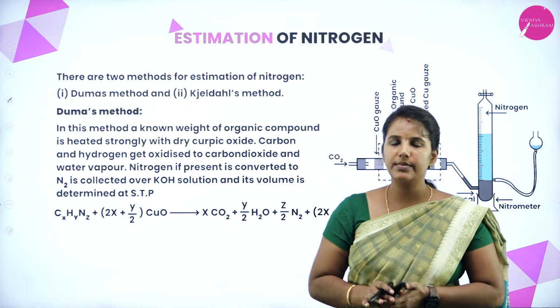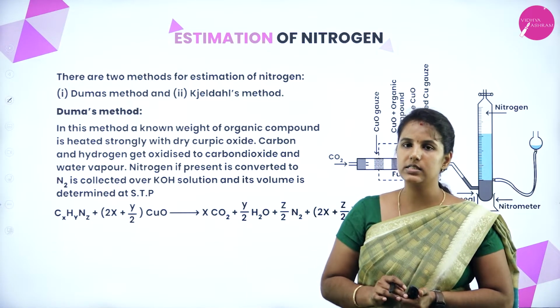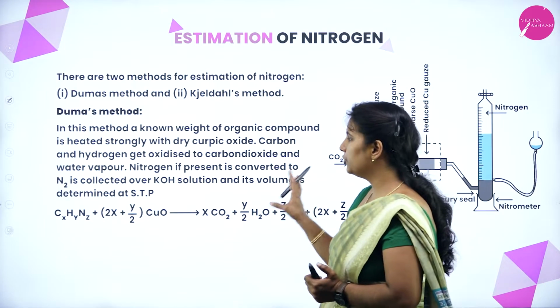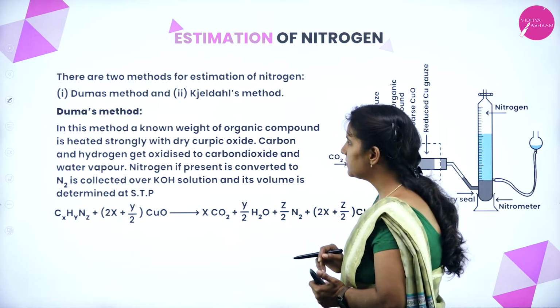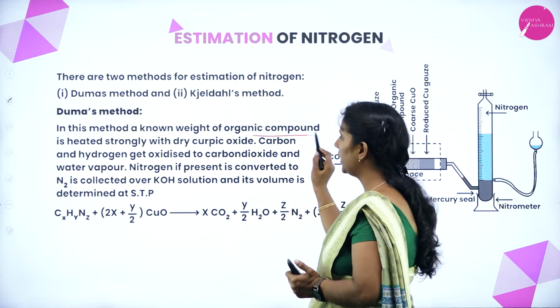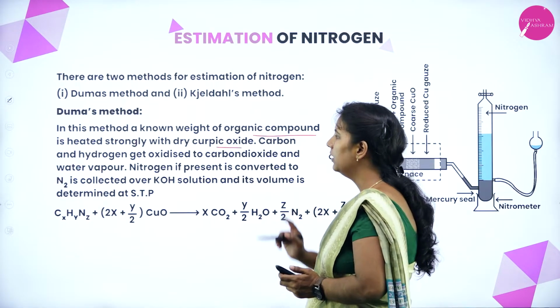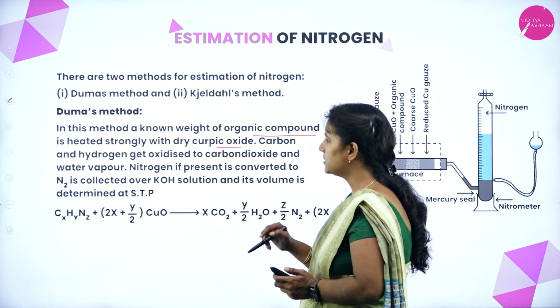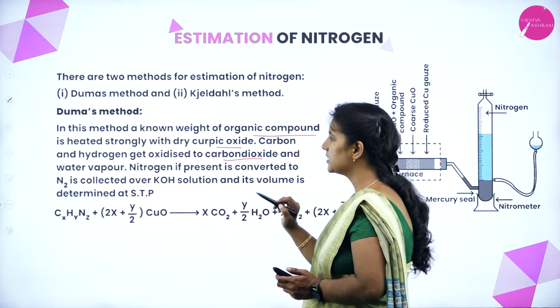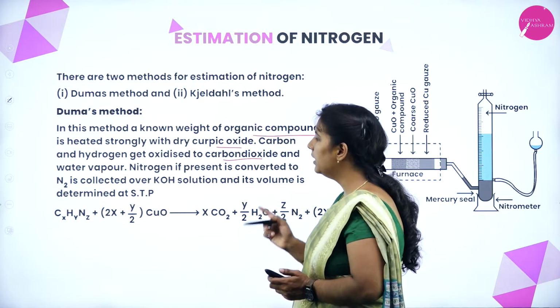One is Dumas method and the other is Kjeldahl's method. Let us understand the Dumas method first. In this method, a known weight of organic compound is taken, which is strongly heated with cupric oxide. The carbon and hydrogen will first get oxidized to give carbon dioxide and water vapor respectively.